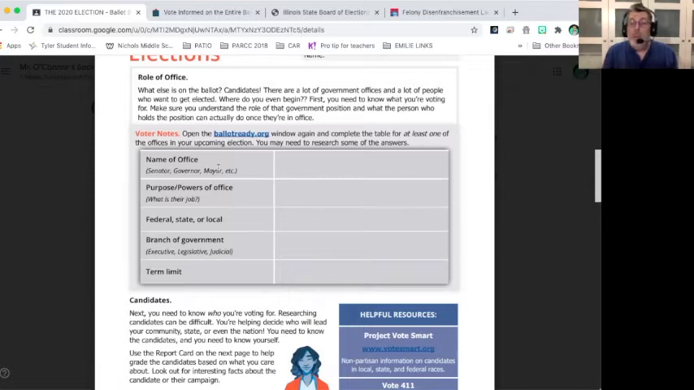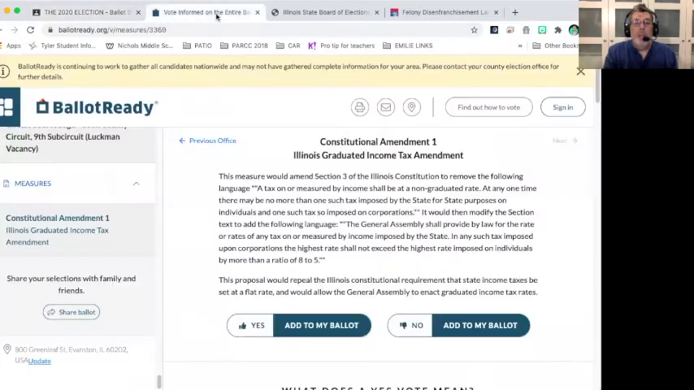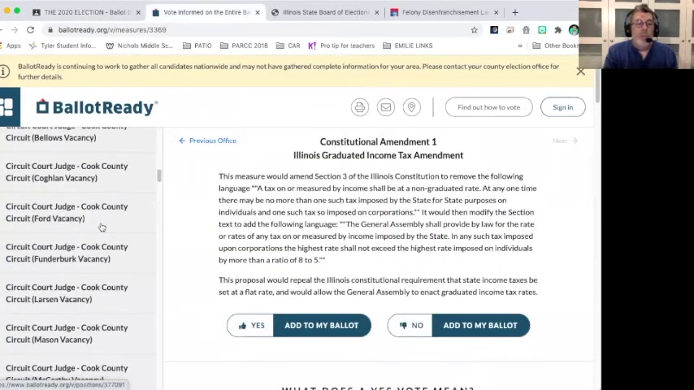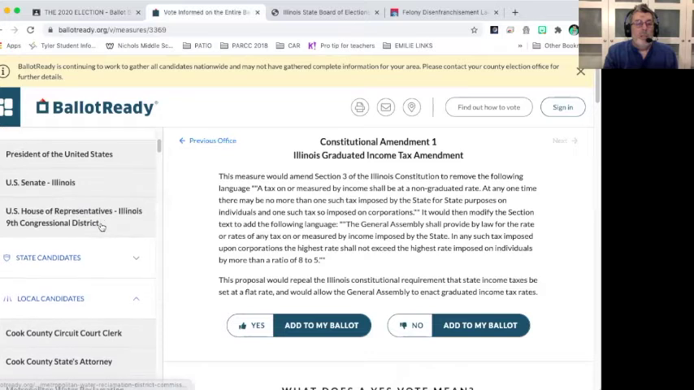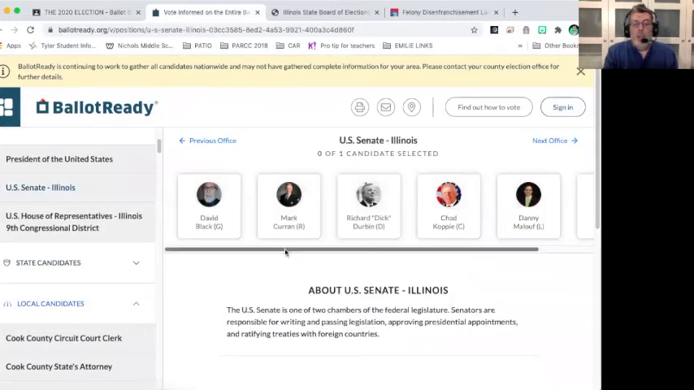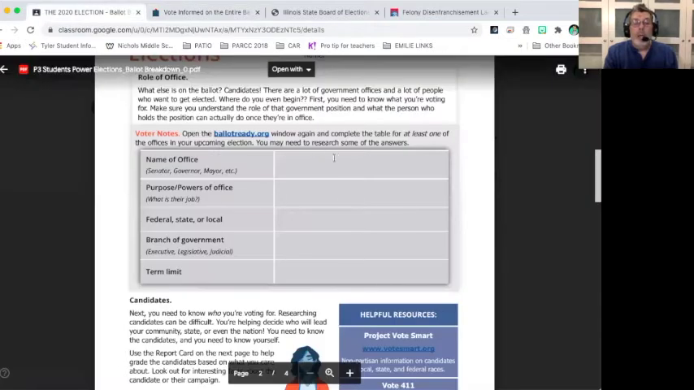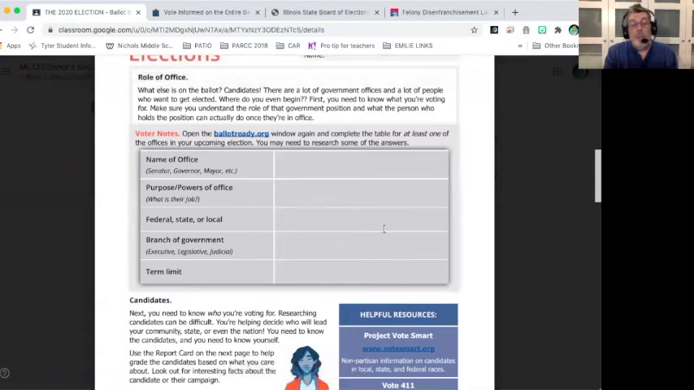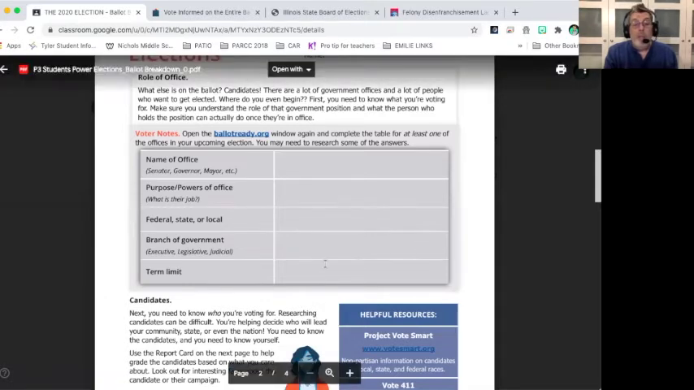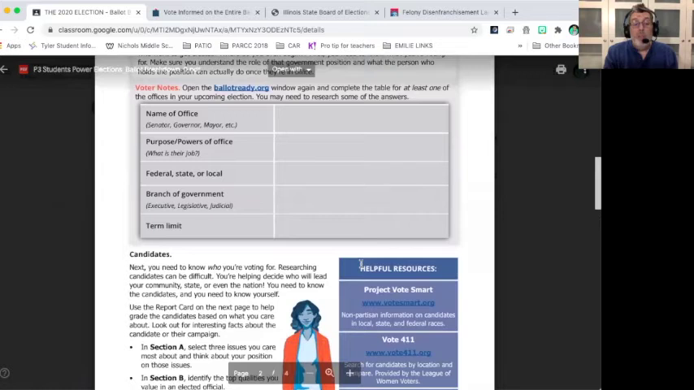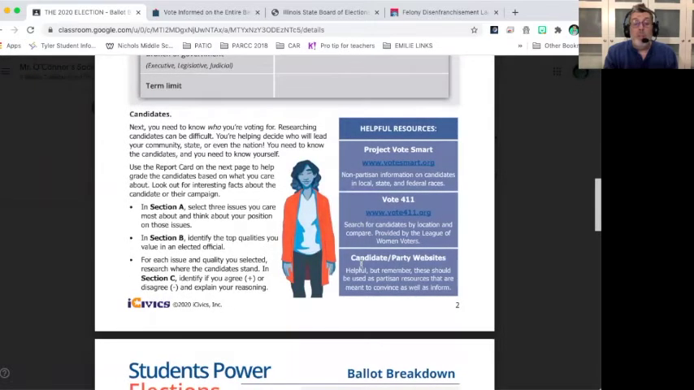Choose one. It doesn't matter which one. For example, you go back to Ballot Ready, and let's say you chose the state senate. So you would choose the two candidates here, or one candidate, what the name of the office was, the purpose of the job, whether it's federal, state, or local, what branch of government, and the term limit. You may need to research those pieces of information depending on it.